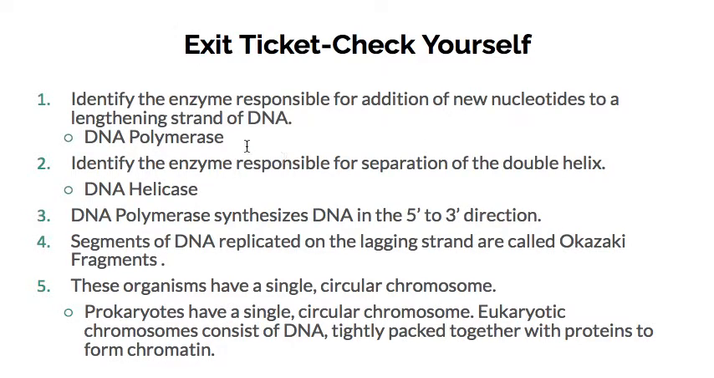Number 1, DNA polymerase was responsible for the addition of new nucleotides as well as proofreading. Number 2, DNA helicase was responsible for the separation of the double helix. Number 3, DNA polymerase synthesized DNA in the 5 to 3 direction. Number 4, the segments of DNA replicated on the lagging strand were called Okazaki fragments. And number 5, prokaryotes had a single circular chromosome, whereas in eukaryotes, chromosomes consist of DNA tightly packed together with proteins to form chromatin.